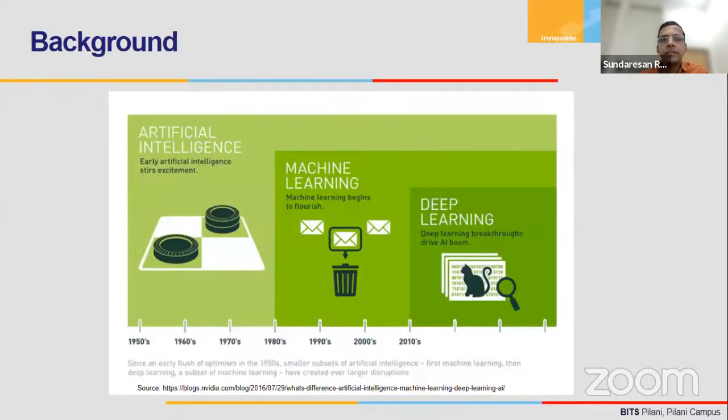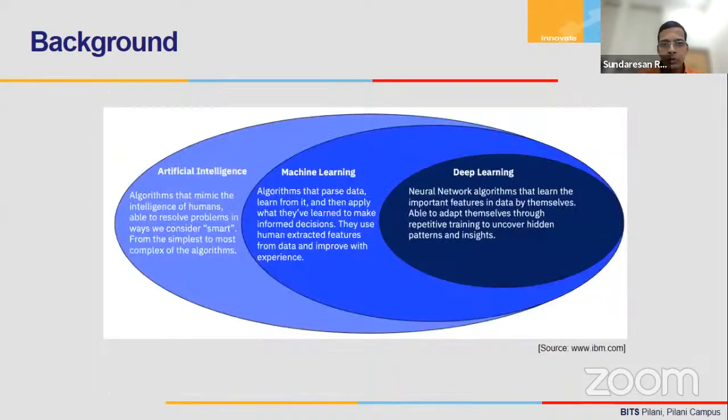Artificial intelligence began in the 1950s, and it created initial excitement, but it kind of subsided until machine learning began to flourish around the 80s and 90s. Machine learning is a subset of AI, and even more so deep learning, which is a still smaller subset of machine learning, began to create tremendous breakthroughs. All of these are basically algorithms, so we will talk about what an algorithm is and what a learning algorithm is.